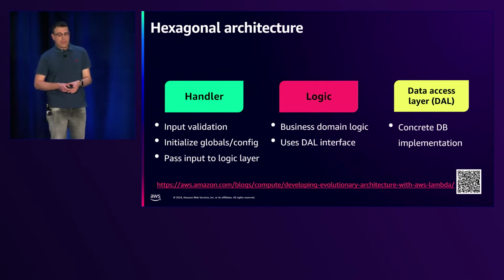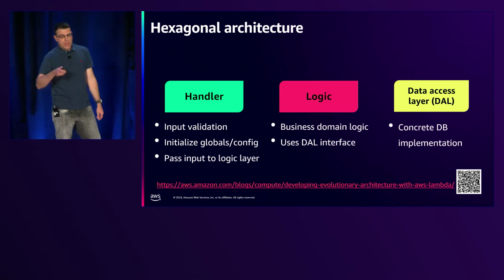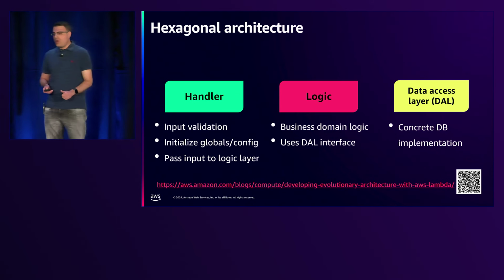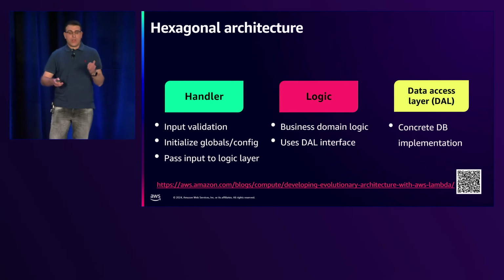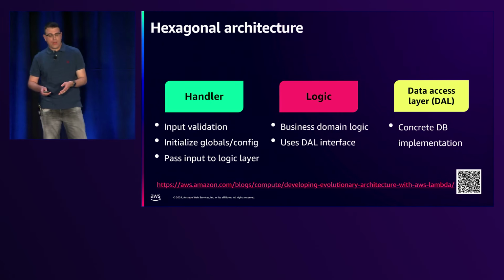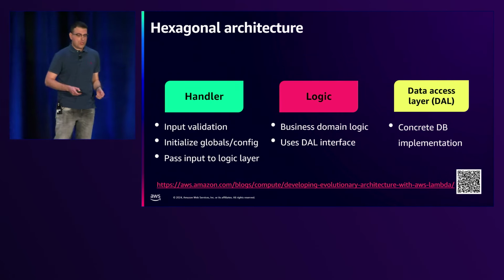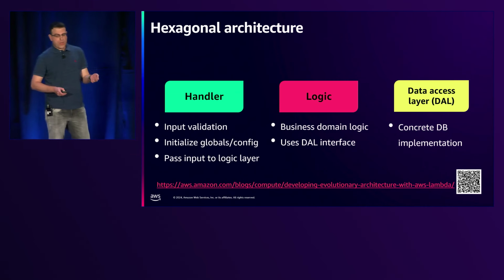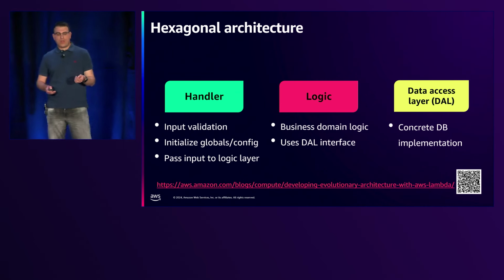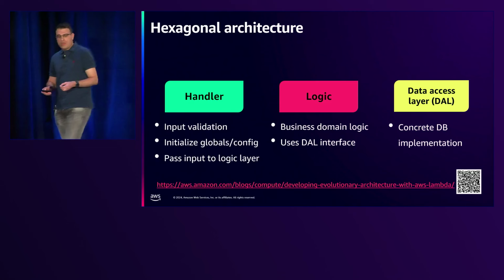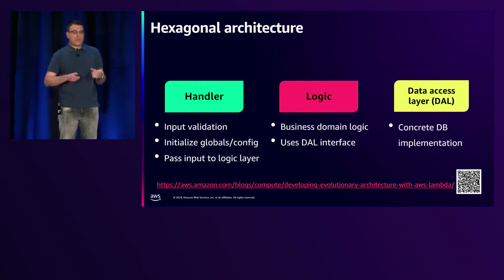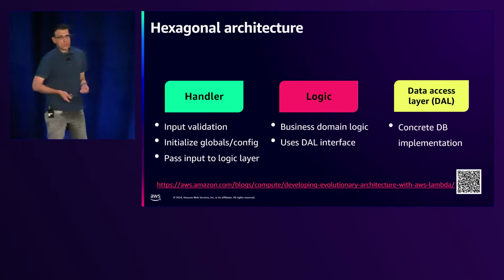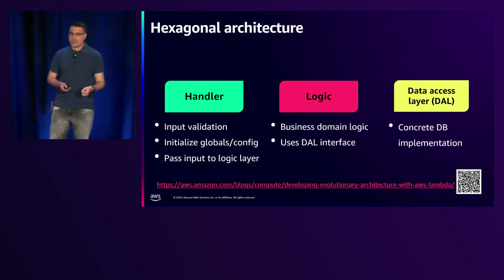The second interesting best practice here is to use hexagonal architecture or architectural layers. So you have the handler layer, the logic layer, and the data access layer. The handler layer does the input validation, initializes the globals and configurations, passes the input to the logic layer. The logic layer does the business domain logic part and uses the DAL interface to interact with the concrete database implementation. This is how you should write your Lambda functions.